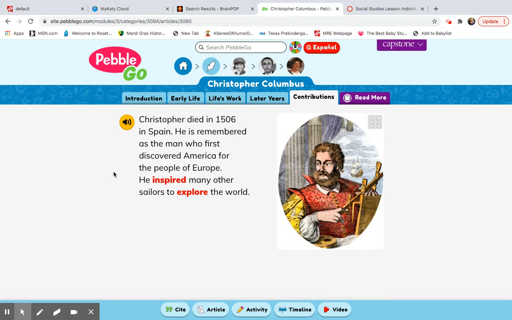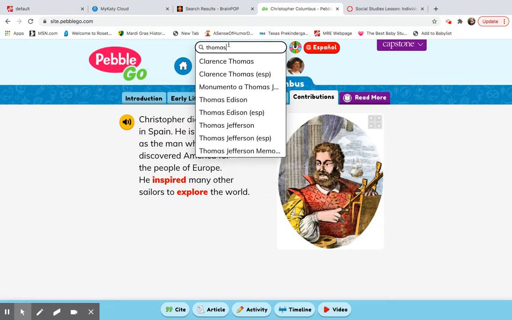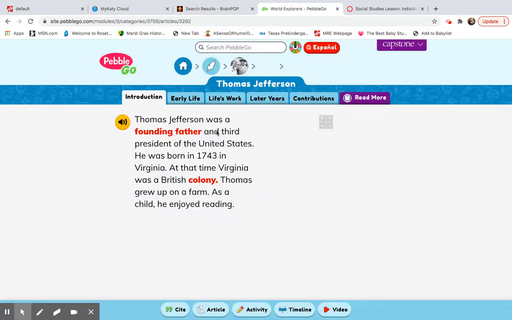Okay, so the next few people we learn about, they fall under an umbrella called the Founding Fathers. Okay, these next few gentlemen came together with one mission in mind, and they had to work together to achieve it. So if you choose the Founding Fathers for your project, you'll kind of hit all of these people. Okay. So first we're going to talk about Thomas Jefferson.